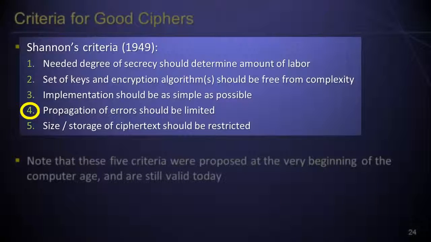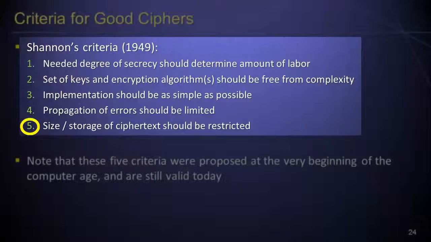Shannon's fourth criterion for good ciphers is that the propagation of errors should be limited. If an error occurs in the encipherment or transmission of an encrypted message, then the effects of that error should be constrained. A single error should not invalidate the entire ciphertext.